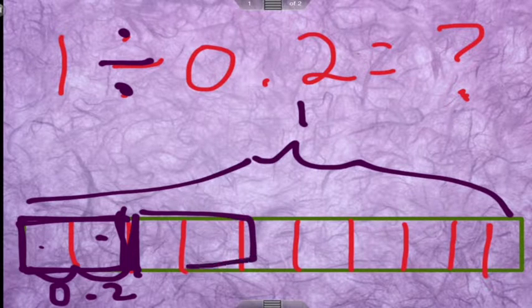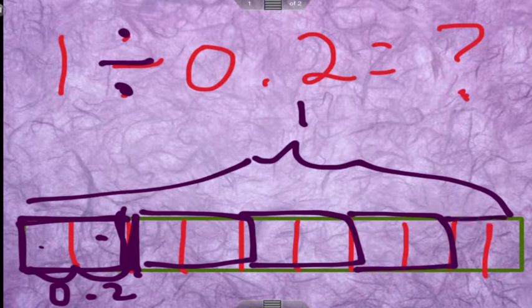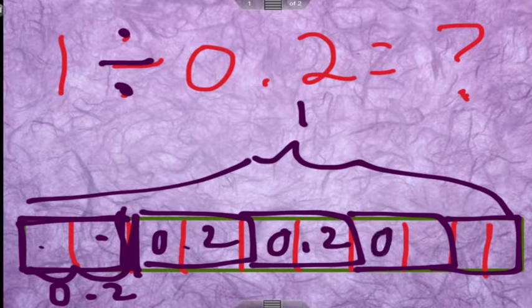Here's 2. Here's 3 of them. Here's 4 of them. Here's 5 of them. So there are 5 0.2s or groups in 1. So the answer for this would be 5.